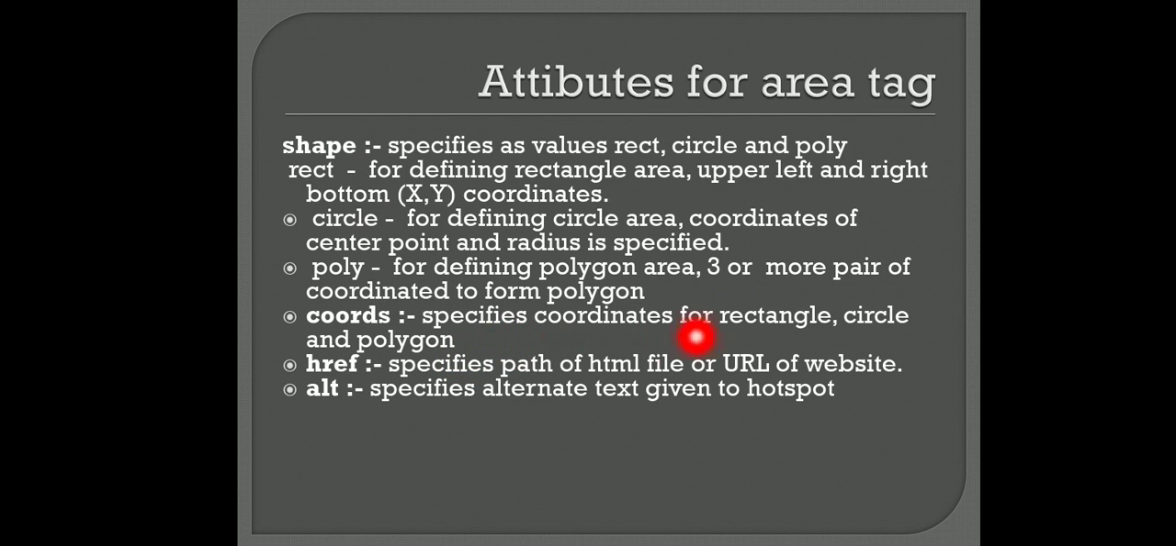And if you mention the rectangle coordinates, the coordinates should consist of 4 points. If you mention the circle coordinates, it consists of 3 coordinates, and if you go with polygon, it consists of 3 or more points. Next, you have the href attribute of the area tag, which specifies the path or URL of a website. The alt attribute is just optional. If you want to give an alternate text to refer to it, then we use alt.